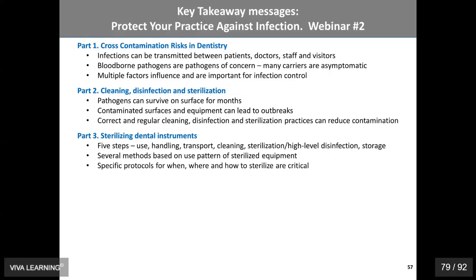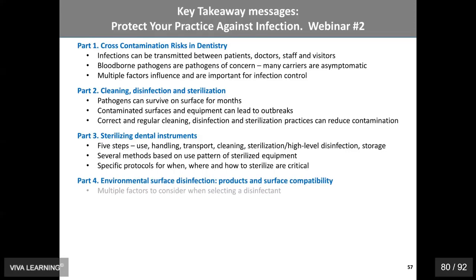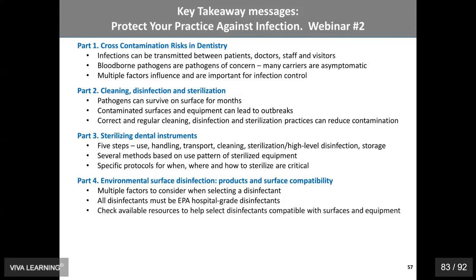Specific protocols I mentioned, they need to be written down. Environmental surfaces, talk about your products. Talk about what products you'd use. Maybe consider new products. How do they smell? What does the label say? Do they destroy your materials that you have in your office? Make sure the things you're using are EPA hospital-grade disinfectants. Do look at that label. Check any available resources for compatibility. Again, I'll be honest, I checked the Clorox website. They've done a lot of work on that, so I can see what will harm my materials and what won't.